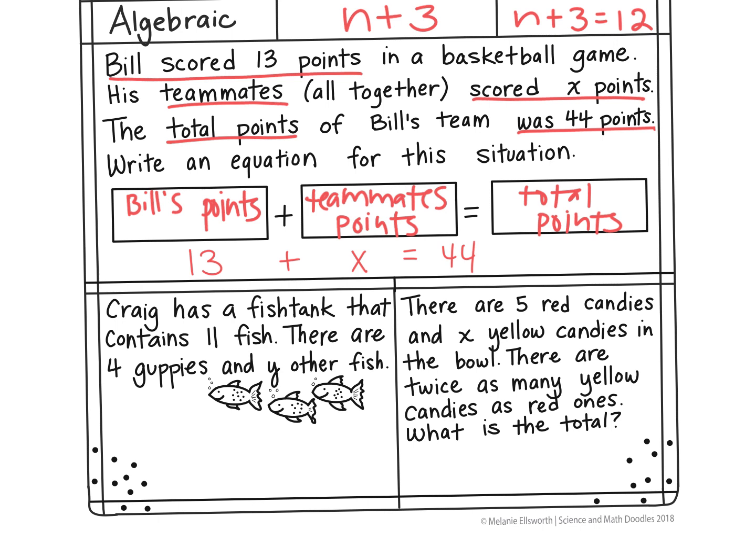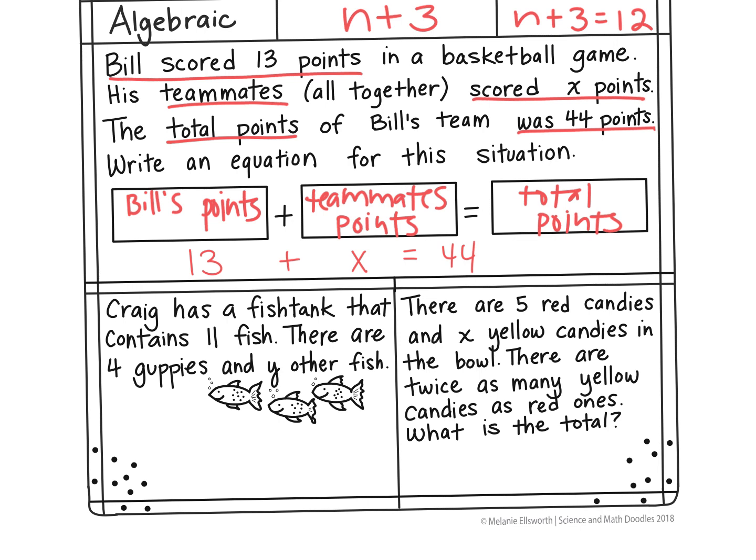It doesn't ask us to solve it. In order to solve that, you would basically do the inverse operation. We're going to talk more about that next week. Solving equations. Right now we're focusing on writing equations from a word problem. Okay? All right.